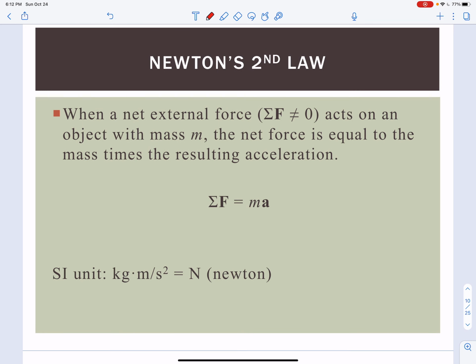So here's Newton's second law. Formally, it says when a net external force acts on an object with mass m, all right, the net force is equal to the mass times the resulting acceleration.